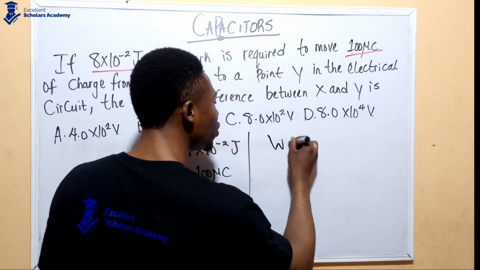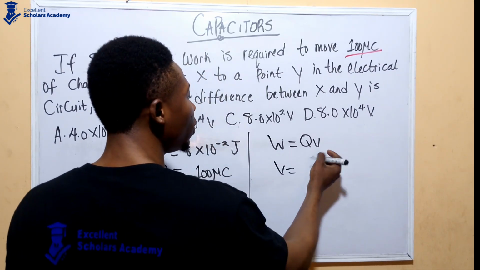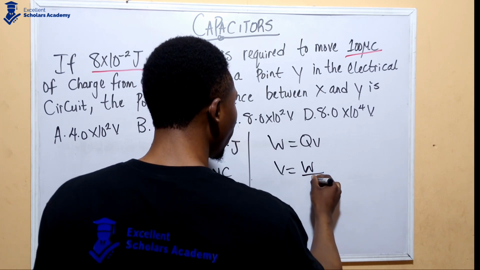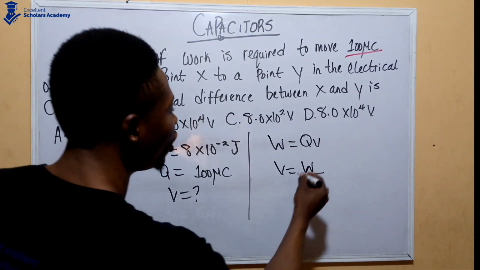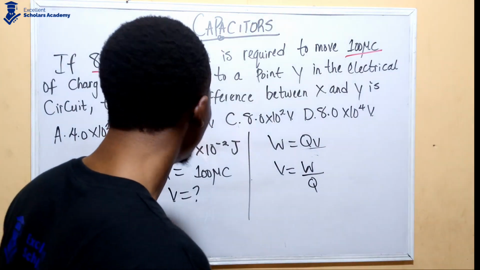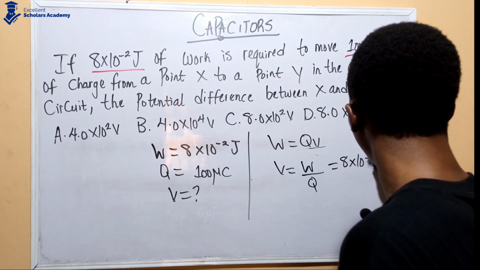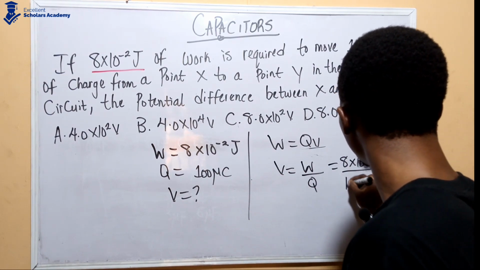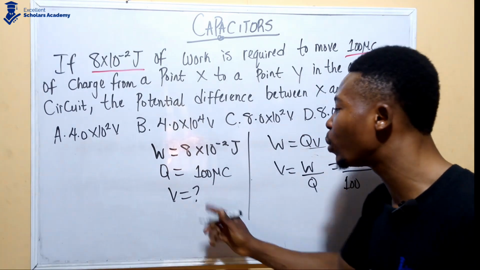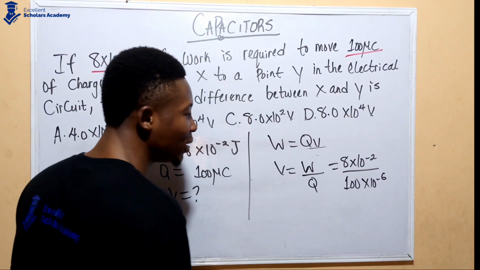And we have a formula that says W is equal to QV. Now to get V, we are going to make V the subject of the formula. Divide both sides by Q. You have V is equal to W over Q. So what is our work done? Our work done is given to us as 8 times 10 to the power of minus 2 over our charge, which is given to us as 100 microcoulombs. Do not forget your submultiple. Very, very important. Times 10 to the power of minus 6.